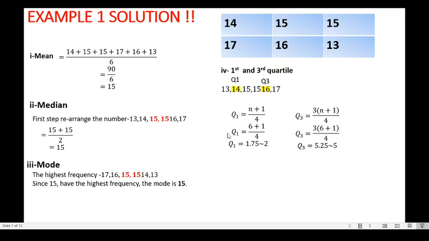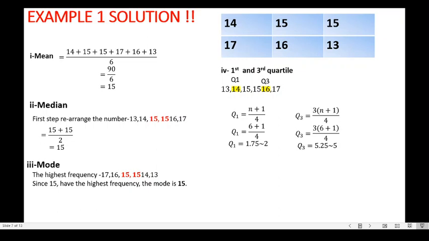This calculation is to identify the level of your quartile. And then only you identify which value belongs to which quartile. Q1 is actually 14. For Q3, the same method is used based on the formula: 3 in bracket n plus 1 divided by 4. So 6 plus 1 times 3 divided by 4, you get 5.25. If you round it off to the nearest number, it becomes 5. So 1, 2, 3, 4, 5. Position 5 is 16. So Q3 is equal to 16.